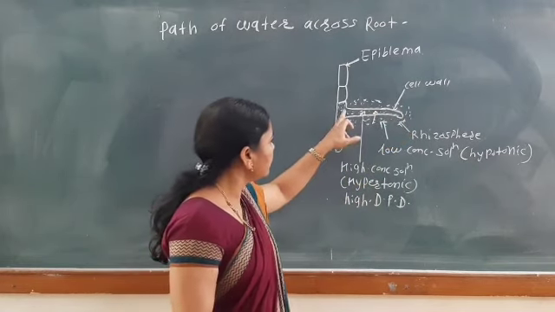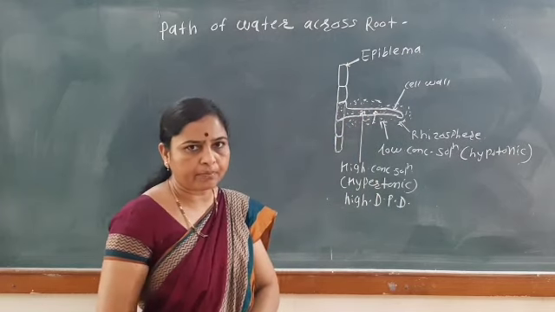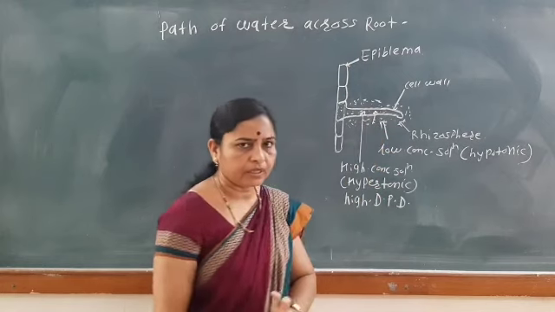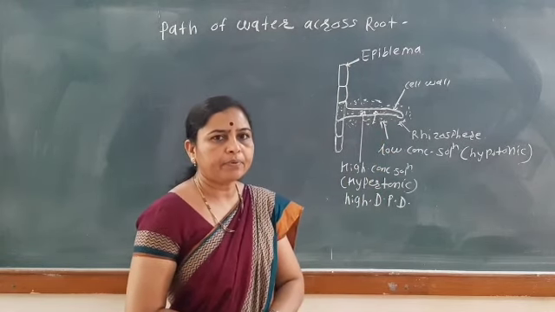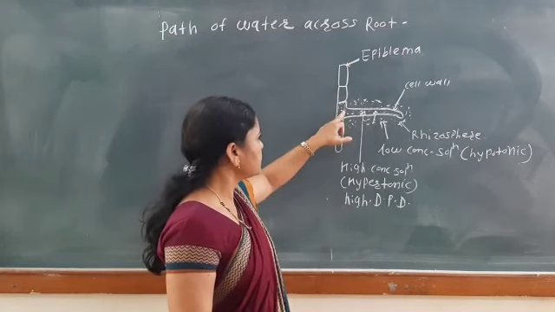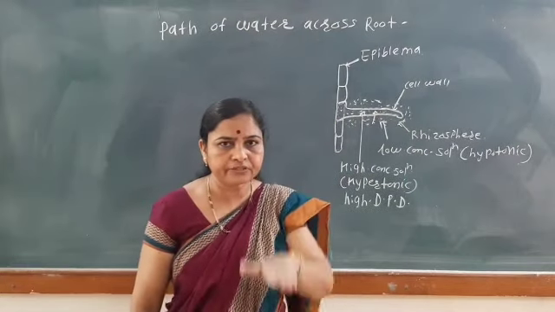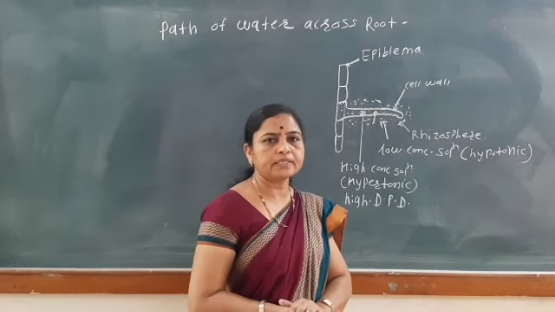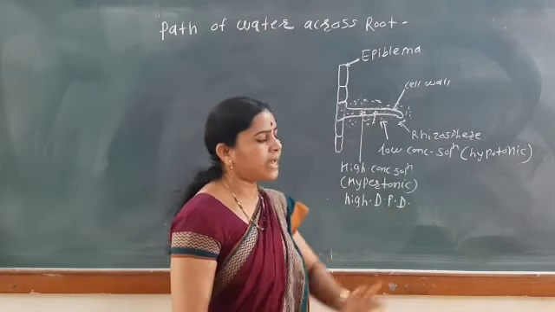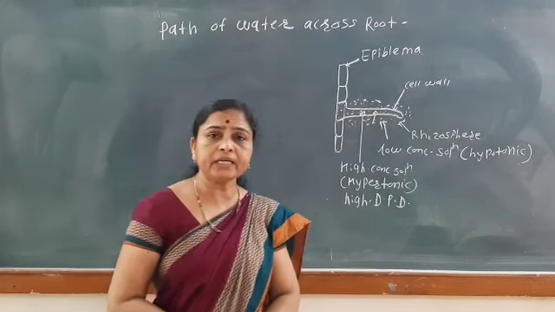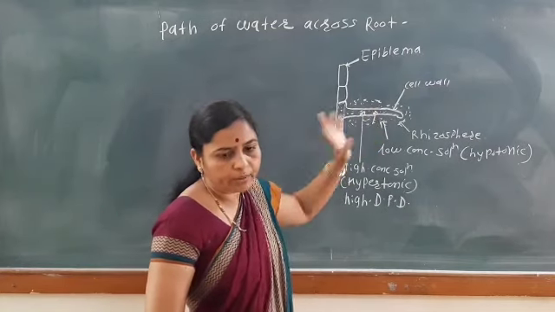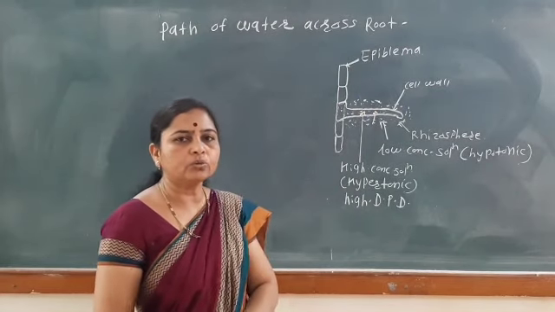So here the concentration of the cell sap, initially it is high, but when water enters into the cell sap, the concentration of the cell sap gets decreased. That is, the DPD of the cell sap gets decreased, when the water is absorbed by the process of endosmosis and enters into the root hair.